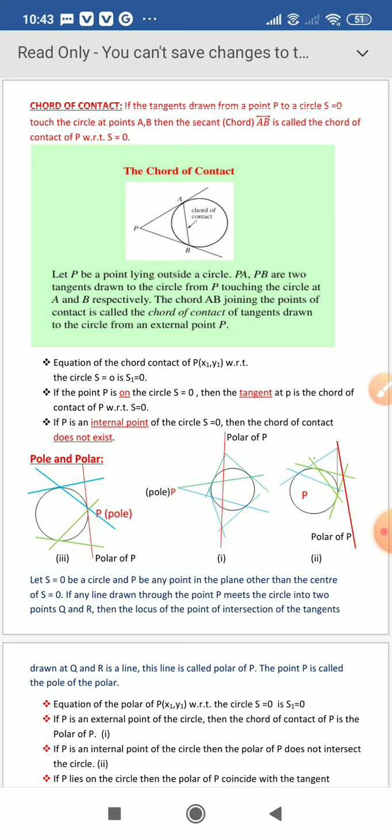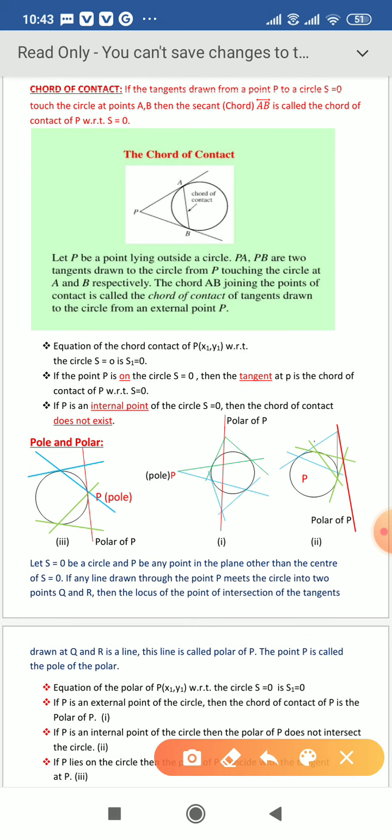Okay. So the equation of the chord of contact. The equation of the chord of contact of P x1 y1 with respect to the circle S equal to 0 is S1 equal to 0. The equation of this chord of contact from this point x1 y1 is again S1 equal to 0. We already know S1 equal to 0 is the equation of the tangent at x1 y1. Here also the equation of the chord of contact is S1 equal to 0.